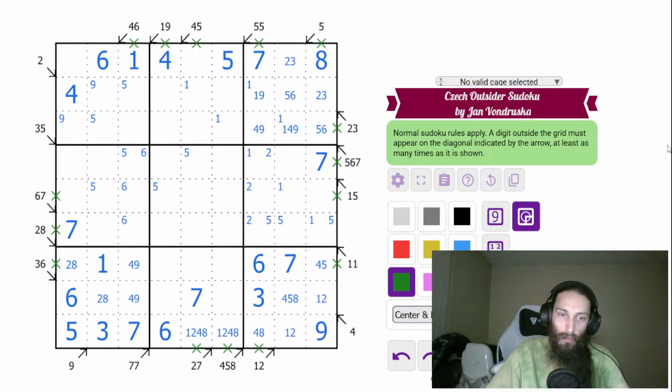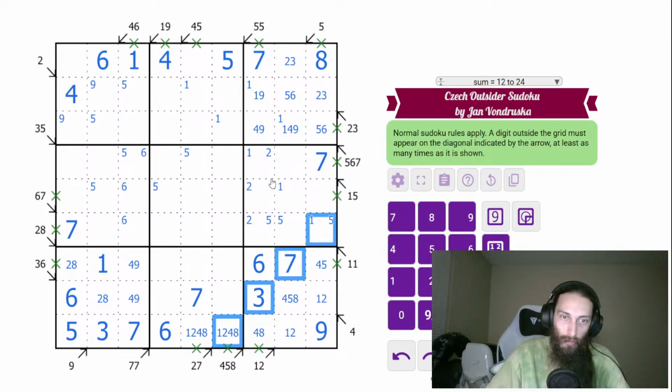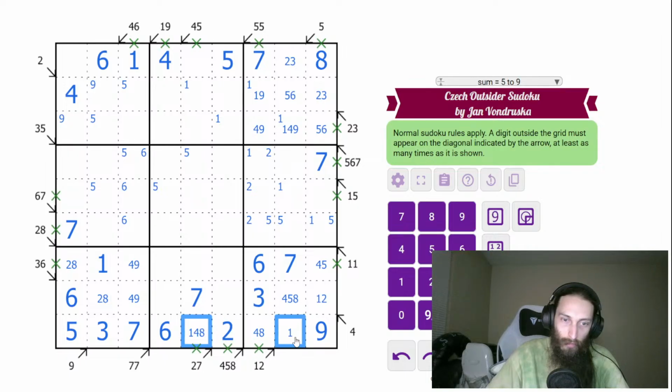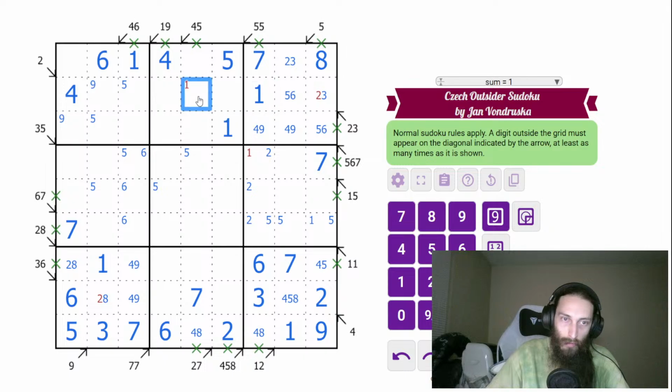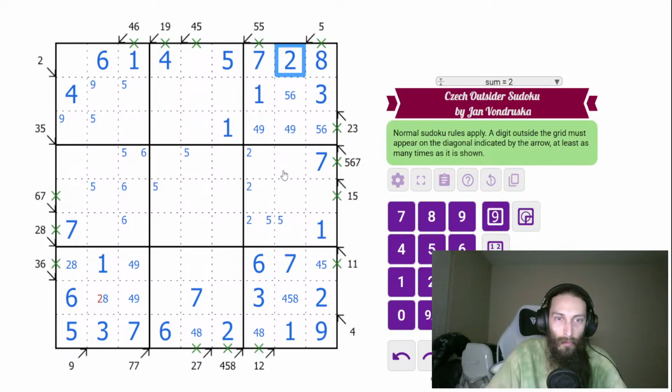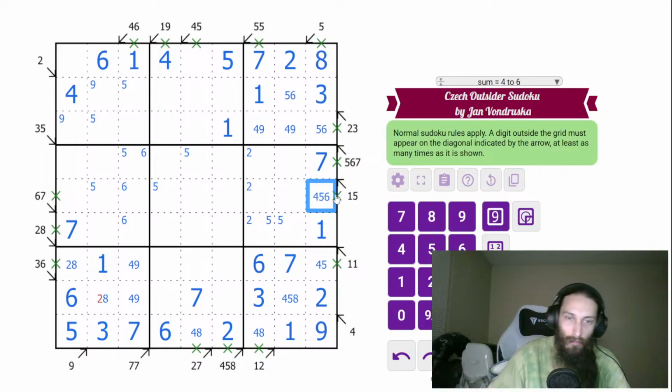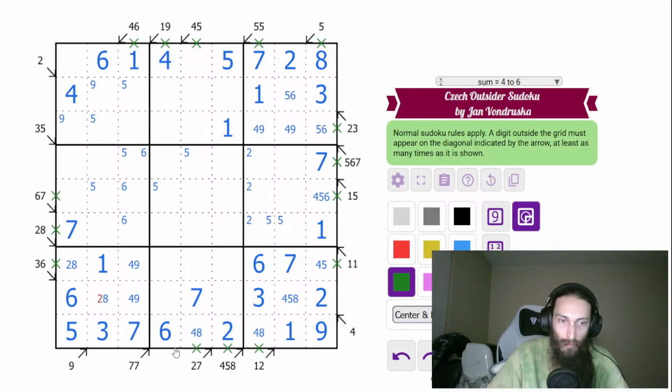Oh, the 2, 7 here. Where can I place 2? Because of this X-Wing, it can't be those positions. Right. 2 isn't a 3. So this has to be a 2. Box 3, yeah. Set 7 is done.